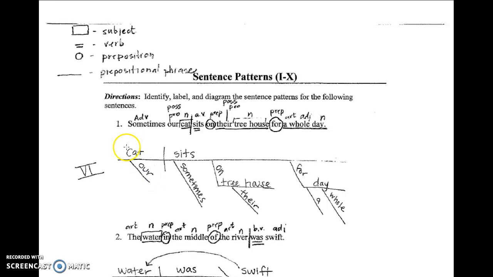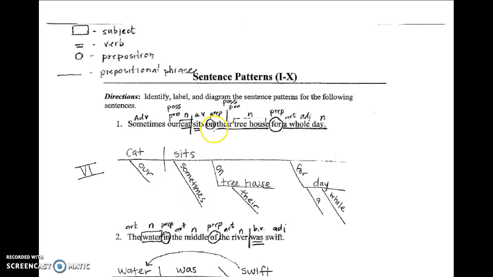The possessive pronoun that modifies cat goes here. Watch out for the sometimes. This can be confusing. If the word answers the question how, when, or where, it's an adverb, not an adjective. In this case, sometimes answers the question when. So it's an adverb, and it goes below the verb. It answers the question when the cat sits, and then the answer is sometimes. So it goes on the diagonal below the verb.